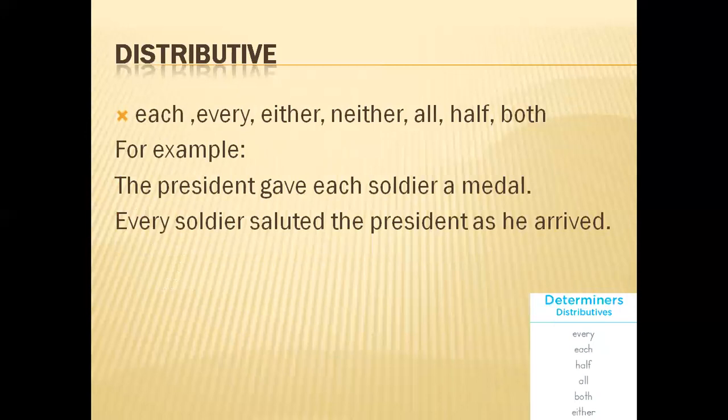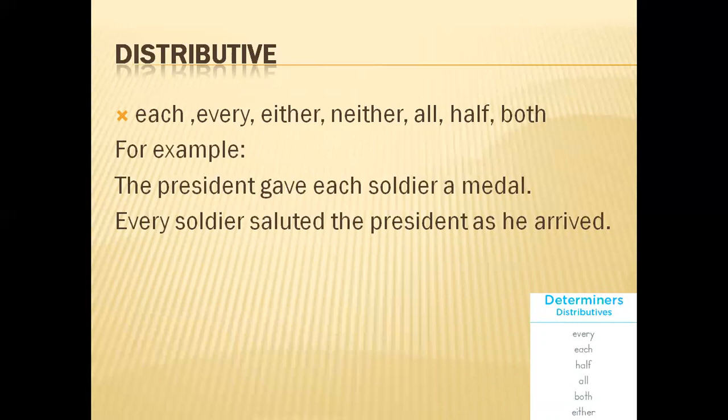Distributive determiners. They refer to a group of people or things and to individual members of the group. They show different ways of looking at the individual within a group, and they express how something is distributed, shared, or divided. Examples are each, every, either, neither, all, half, both. The president gave each soldier a medal.